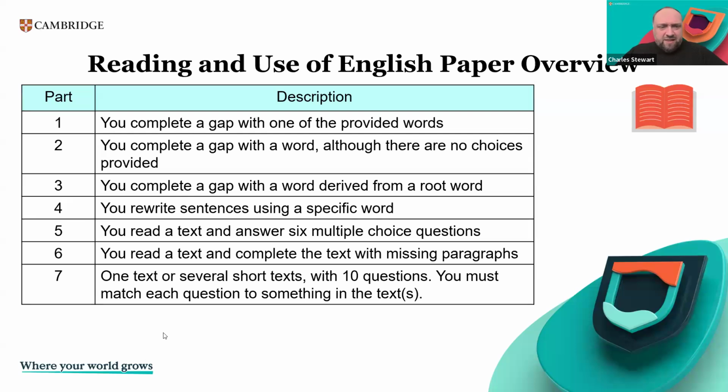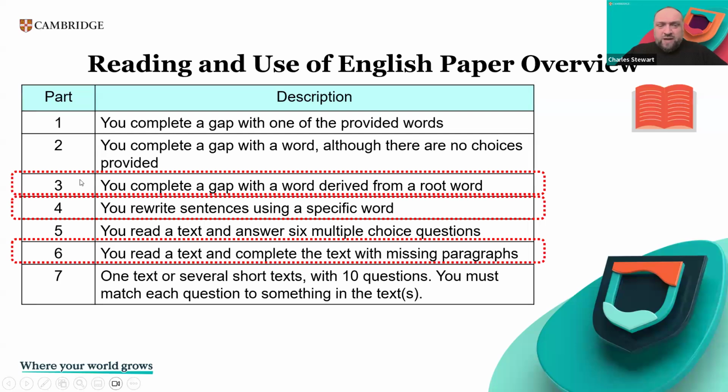Okay, so here, typically, the parts that candidates find the most challenging are part 3, which is word transformations, part 4, keyword transformations, or sometimes they're called sentence transformations, and then part 6, one of the reading texts. So, what I would like for us to do now is to look at each of these 3 parts and to establish exactly what needs to be done and how we can go about doing that.